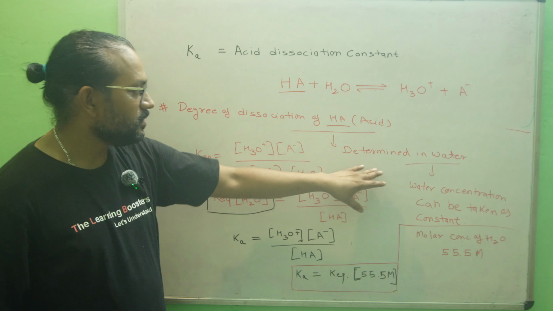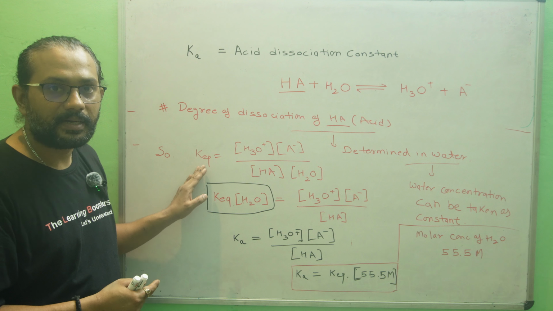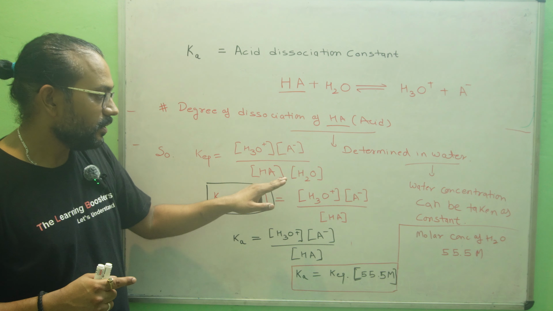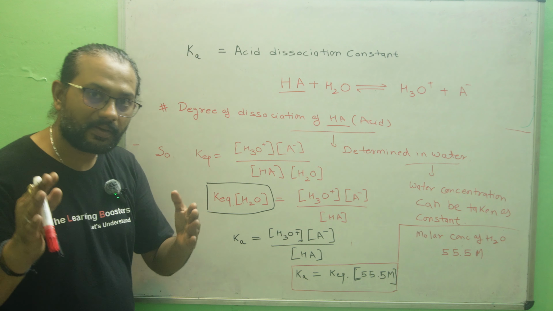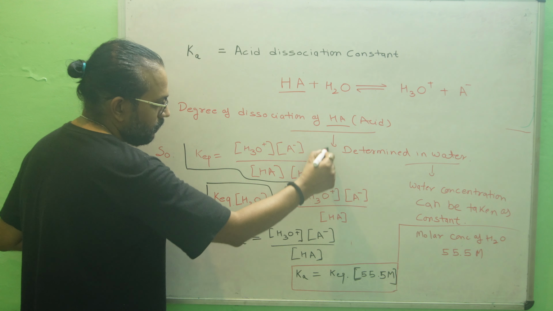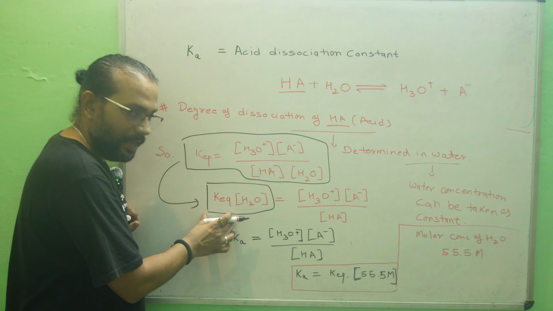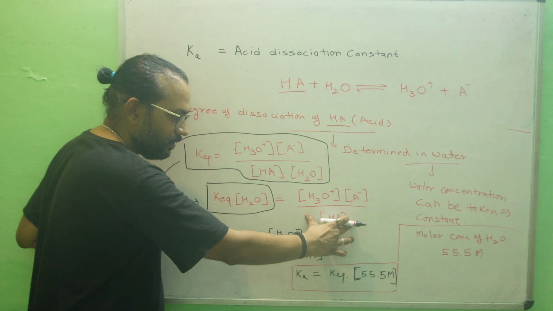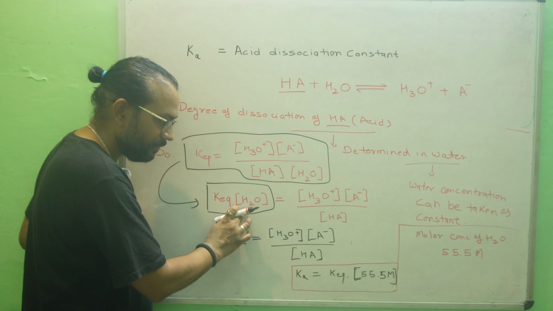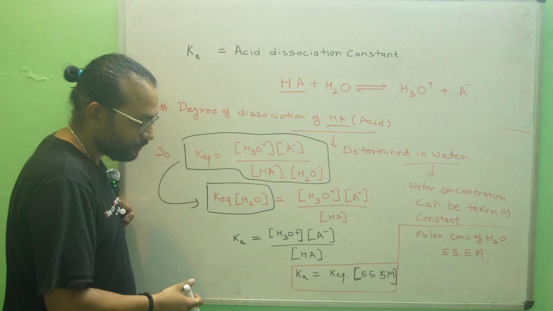So the water concentration is being taken as a constant, and if you remember the equation that we've just written, the equilibrium constant is equal to the product upon the reactant. Now as we are saying the water is taken as a constant, this equation can be rewritten, where we have taken water to this side, and here we have an equation that gives us the equilibrium constant multiplied by water equal to the product upon the acid that we are going to dilute.